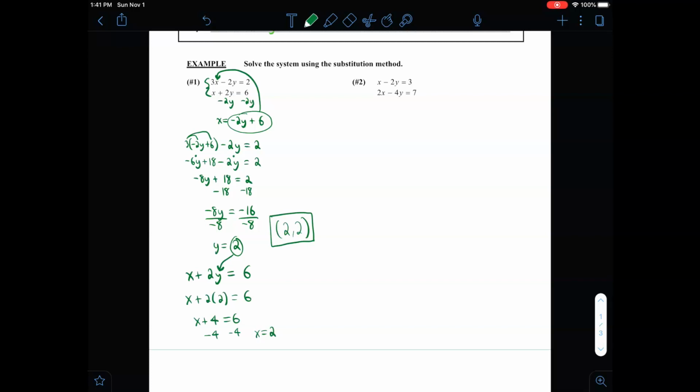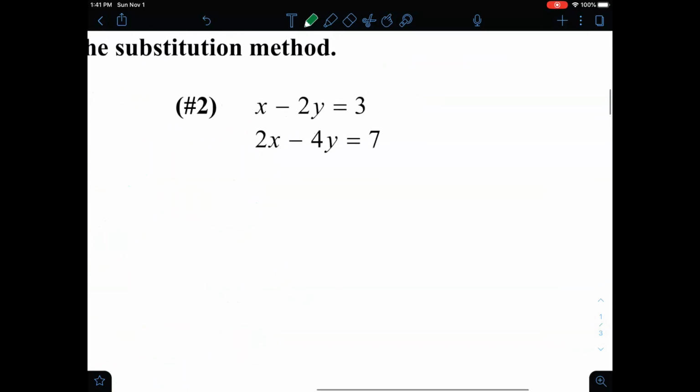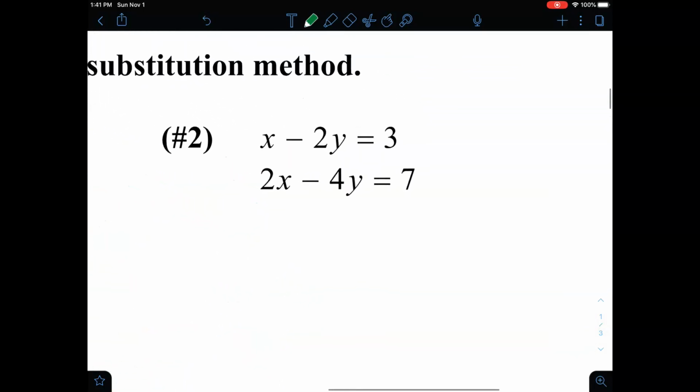Okay, number 2. Why don't you go ahead and start number 2, see how you do. Give it a try. It's going to come out to a weird result, so just do the best you can. When you get to the end, when you think you can't do anything more, we'll go through it in a second here, okay? All right, number 2, we have x minus 2y equals 3 and 2x minus 4y equals 7.